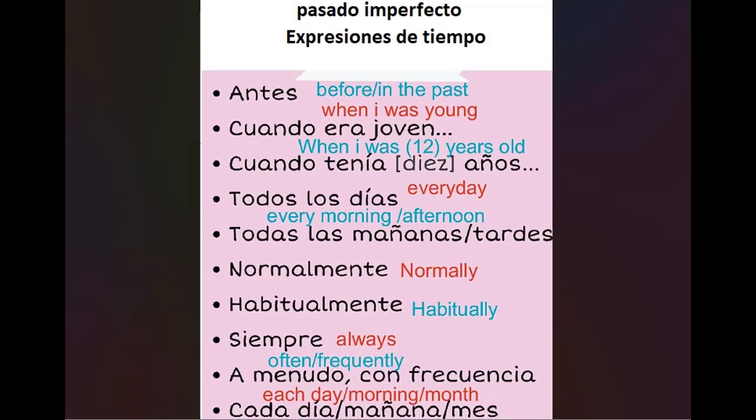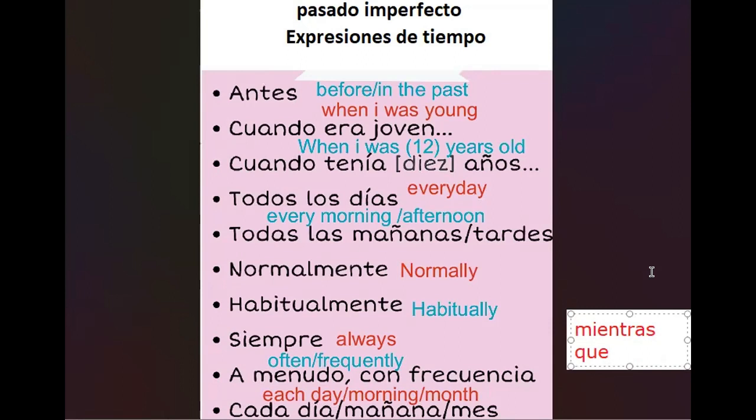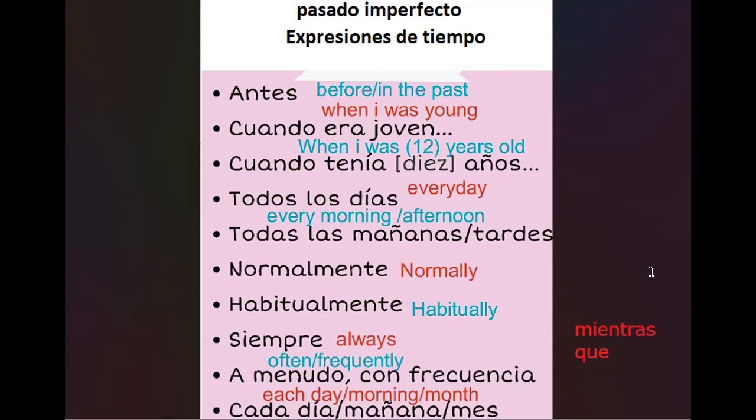For example, and that is a time expression that we don't have here, but I'm going to write it. So, yo trabajaba mientras que, so I used to work while, yo trabajaba mientras que mi hermana hacía su tarea. So I used to work while my sister used to do her homework. Okay, so this expression is mientras que, to express two actions that used to happen at the same time.